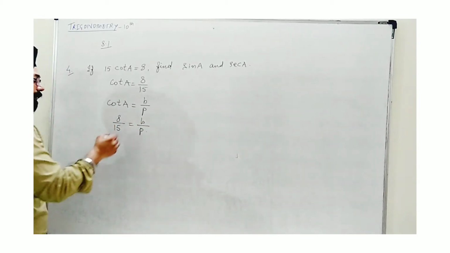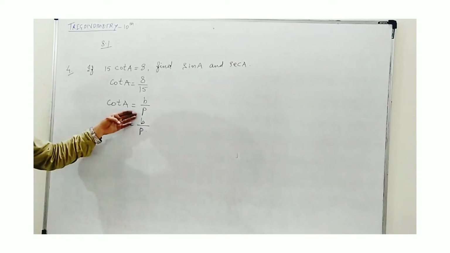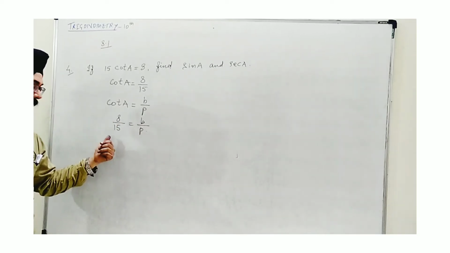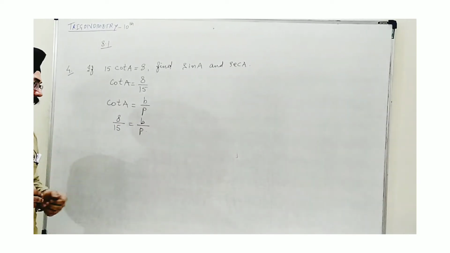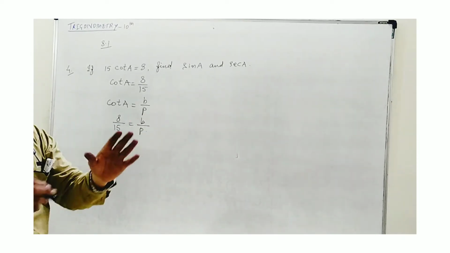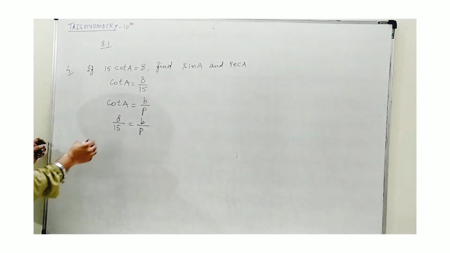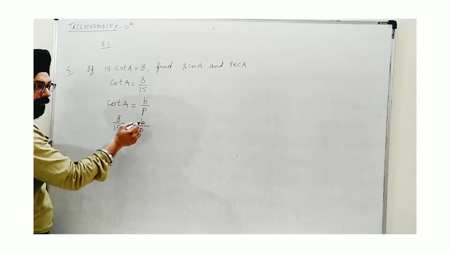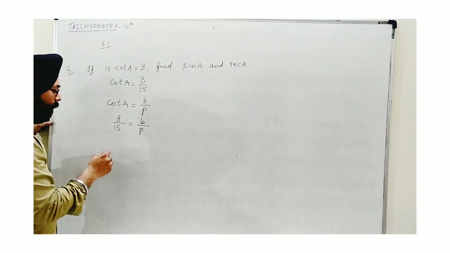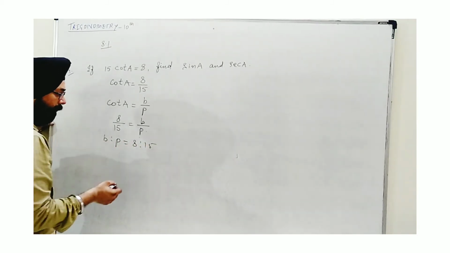Now we see that this is given as the ratio. So be careful, it is not sure that the length of B is 8 and P length is 15. In the previous example, I solved taking that exact value. That is one method, but the exact method is that B is to P, base and perpendicular, the ratio is given as 8 is to 15.